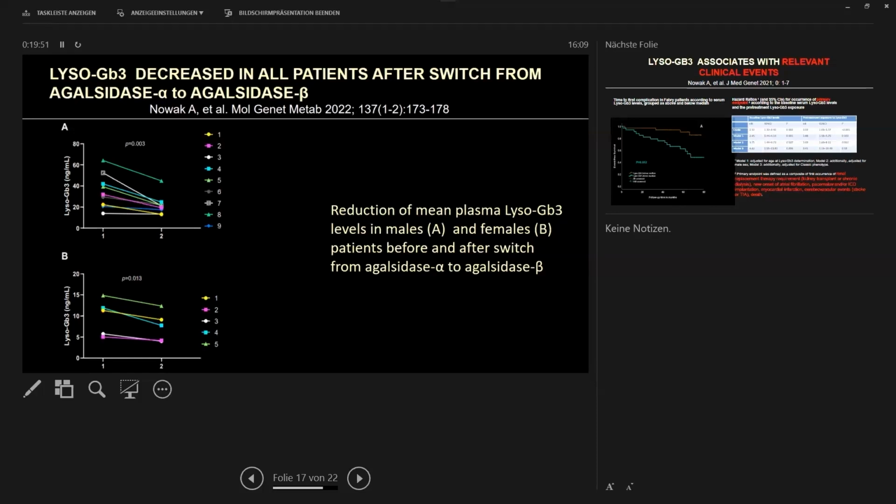And this is a study with our Swiss patients in whom we had a stable enzyme replacement therapy at a lower dose. And then we increased them to the higher dose. And what you can see is that, uniformly in all patients, Lyso-GB3 further drops following the switch.